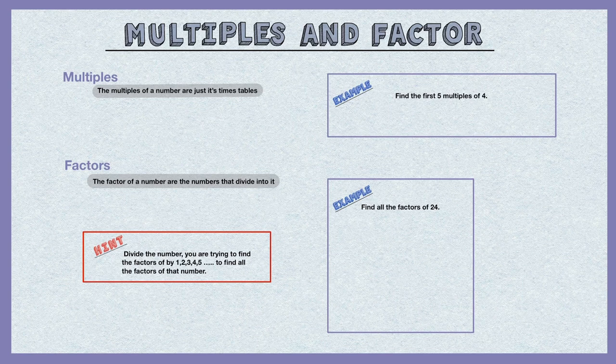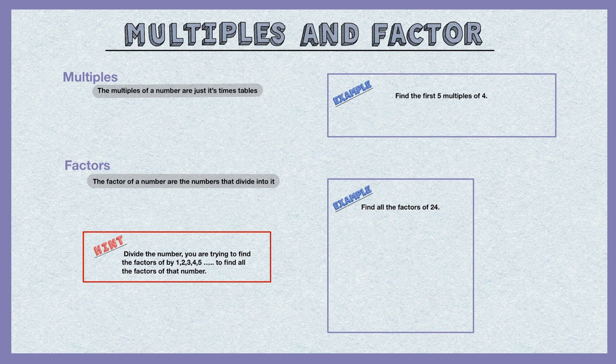Today we're going to be doing multiples, factors and prime factors. So let's start off with multiples. As we can see here, the multiples of a number are just its times tables. So let's quickly do this example on the right. Find the first 5 multiples of 4.